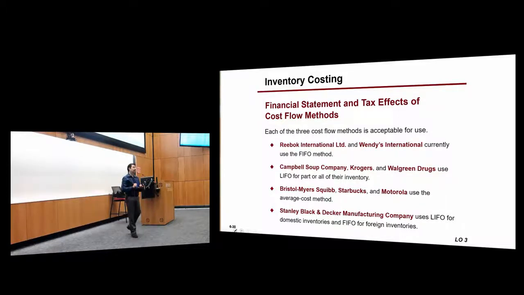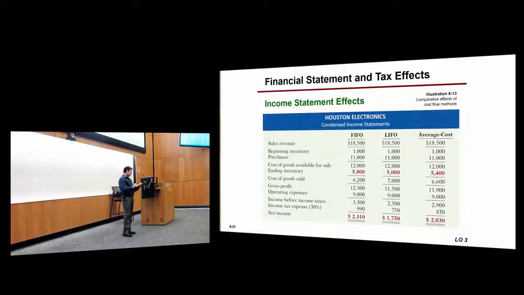This is the example that we had. As you can see, cost of goods available for sale is always the same. This does not change. What will change is those two together, ending inventory and cost of goods sold. Those two together. Take a look at this table. As you can see here, when you had the lowest cost of goods sold, you have the highest net income.